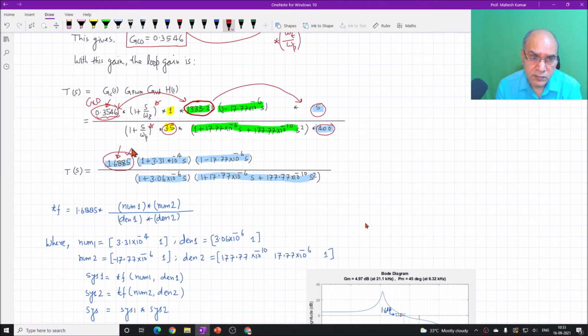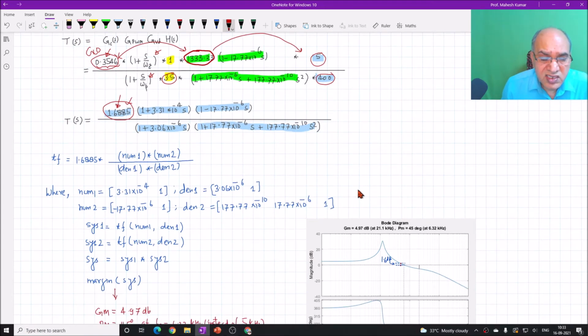But this is the gain of the lead compensator, you can say, at omega equal to omega c. And this is the overall DC gain. So there are differences in these various terms. Now we can plot this and see the response of the overall system.